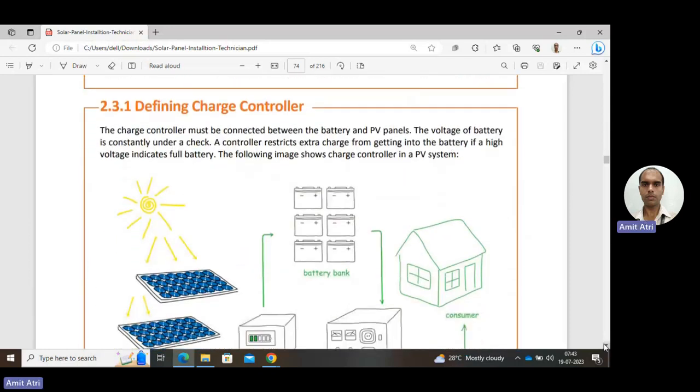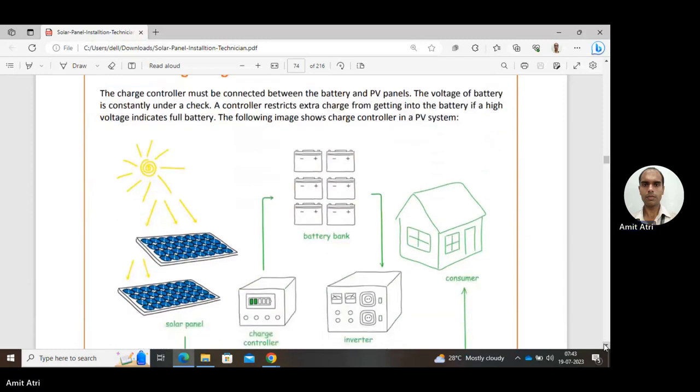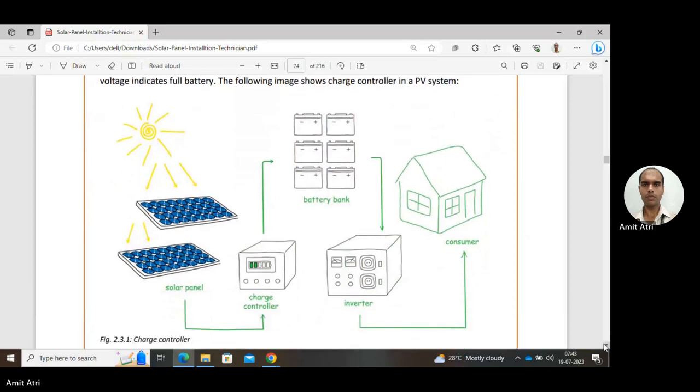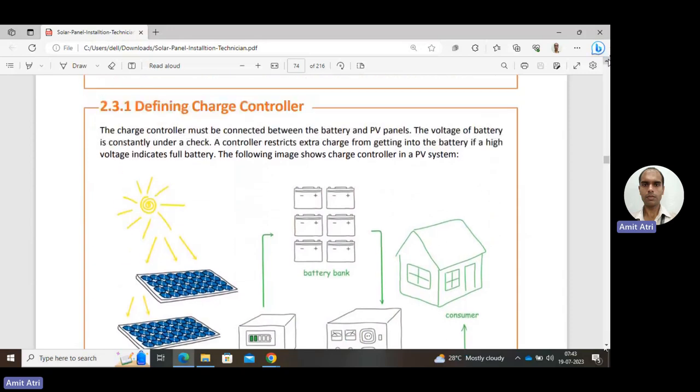Now, defining a charge controller. So, how to define it? The charge controller must be connected between the battery and the PV panels. So, here in the diagram, the solar photovoltaic panels are generating the electricity, and from there the electricity is flowing through the charge controller to the battery bank, then to the inverter, then to the consumer. So this is the place for the charge controller, where to connect it.